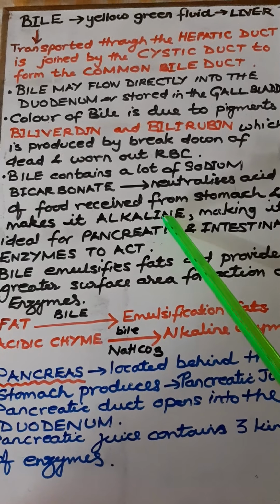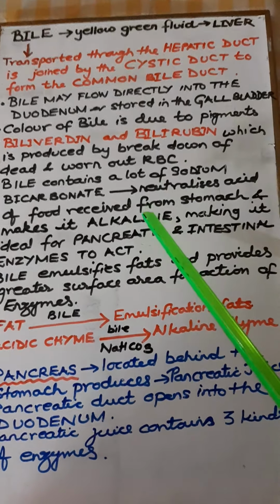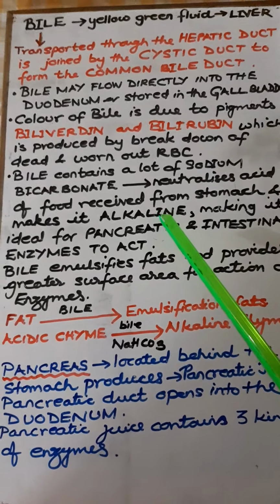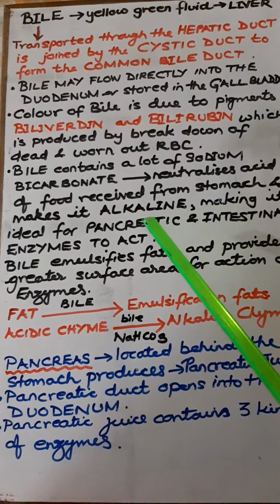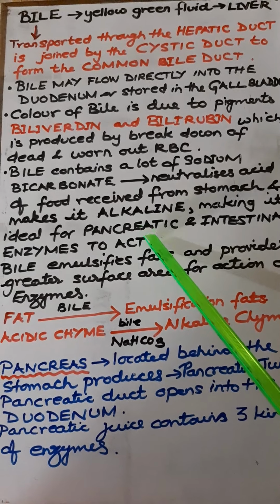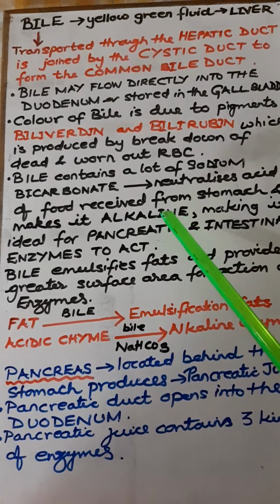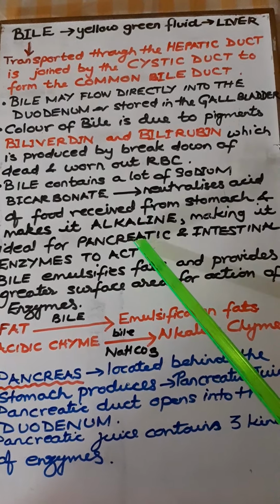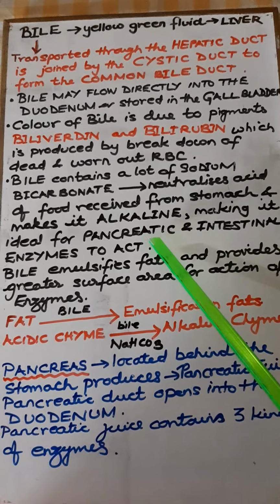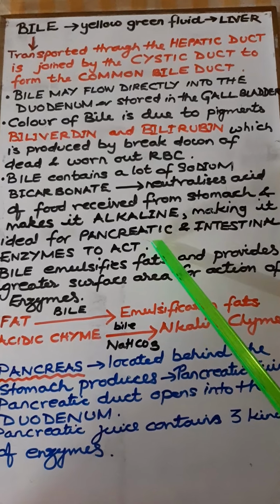So what is making it alkaline? It is the sodium bicarbonate which is present in the bile, making it ideal for pancreatic and intestinal enzymes to act. Only after it becomes alkaline, then the enzymes secreted by the pancreas and the intestine can act on it. Otherwise, if it is acidic, they cannot.